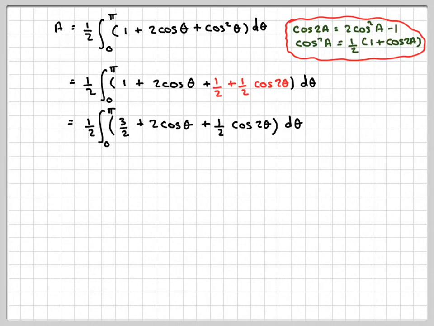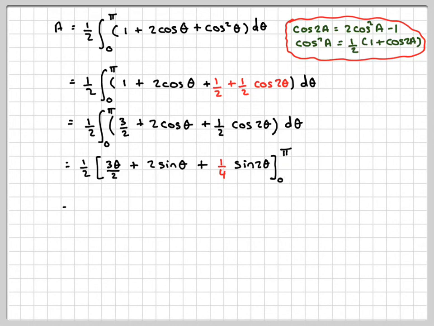Right, now integrating, don't forget the half at the front. 3 over 2 becomes 3 theta over 2. If you integrate cos, you get sine, so it becomes 2 sine theta. Cos 2 theta comes from sine 2 theta. If you differentiate this back, you're going to get a 2 in the front, but we want a half, so we're going to have to put a quarter. If you think, differentiate back, 2 over 4 will make a half. Now the limits go here, 0 to pi, so pay attention to the correct notation.